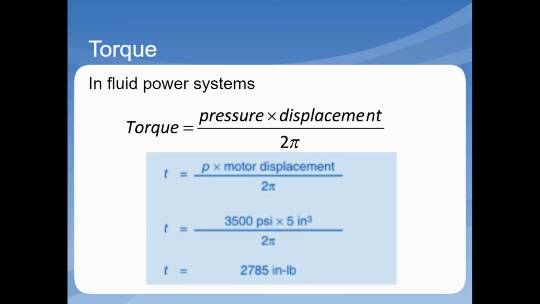Torque can also be used in fluid power systems. In that example, we would use torque equals pressure times displacement divided by 2 pi. In this example here, we have 3,500 psi times 5 inches cubed divided by 2 pi equals 2785 inch-pounds.